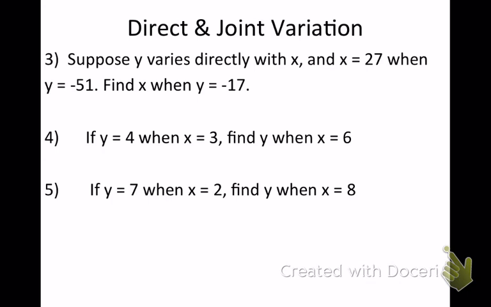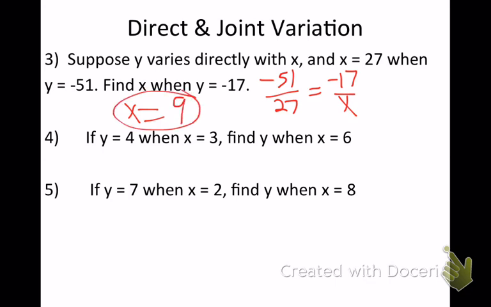Katie, set that up for me, please. Which one is it? 3. Jake King, you think you got it? Set it up for me. Negative 51 over 27 equals negative 17 over x. And when you do that, you get x equals? X equals 9. Nice job. Katie, is that how you set it up? Oh, because it's y over x equals y over x. So make sure you have your y on top. Gotta be consistent. Yep.